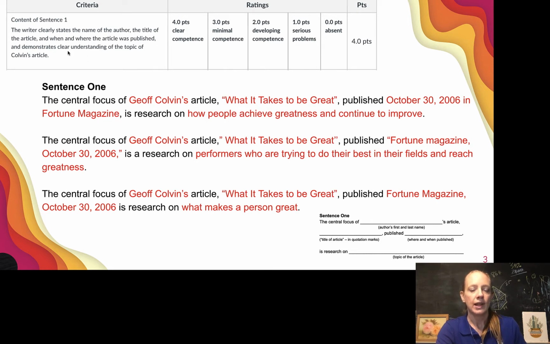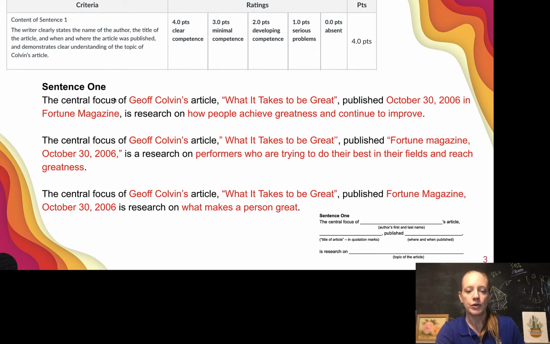So to start with, let's look at what I was looking for in sentence 1. The writer clearly states the name of the author, the title of the article, when and where the article was published, and demonstrates clear understanding of the topic of Colvin's article. Now those first things are important, but what makes the difference between a 2 and a 4 is the clear understanding of the topic of Colvin's article.